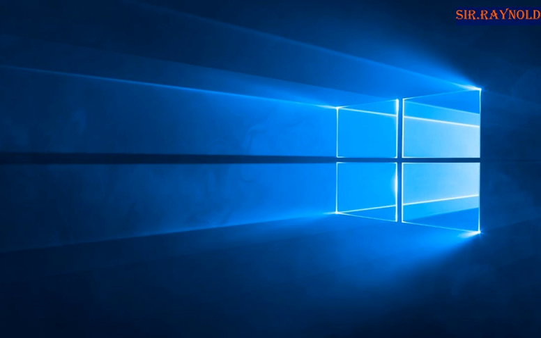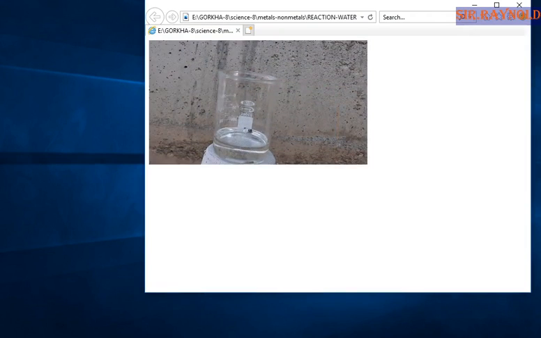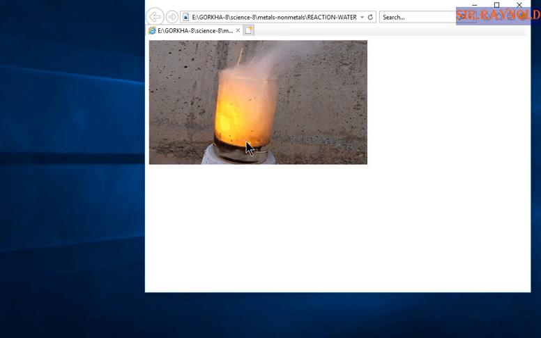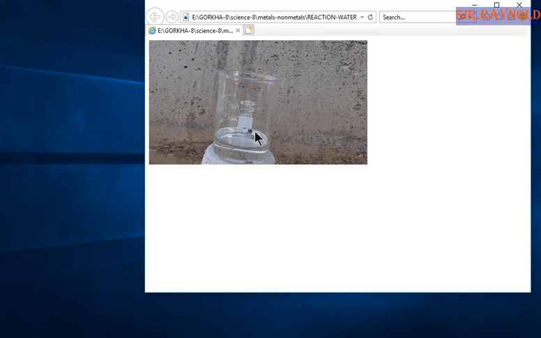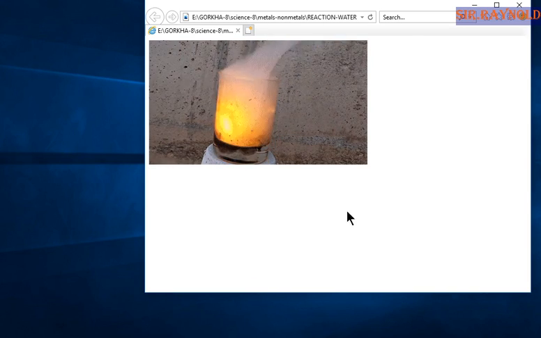But I have another clip to show you. In this picture a metal called sodium is put in the water, and see, it starts reacting and forms a fire. So this shows that the metal sodium reacts with water to produce a fire.